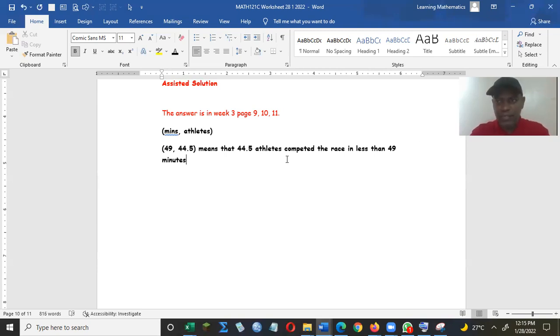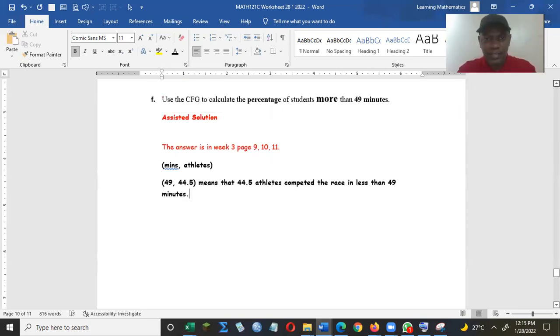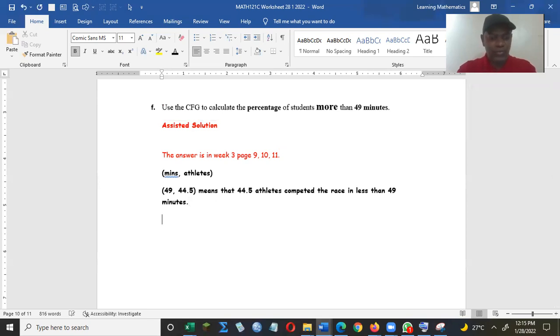Now if we revert to the question, let's remind ourselves what the question is asking. The question is asking the percentage of more than 49 minutes. So therefore, remember the total is 50 athletes in all. So 50 subtract 44.5 will give us 5.5. Yes, 5.5 athletes completed the race in more than 49 minutes.